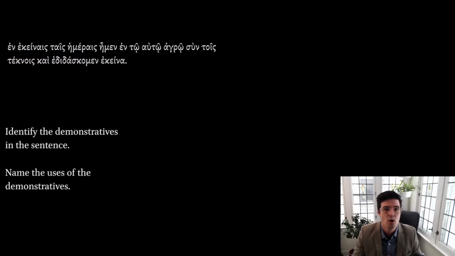Let's go ahead and do one more here. I'm going to read it for us. En ekenais tais hemerais emen en to auto agro sun tois teknois kai ekedidaskomen ekena. So see if you can identify the demonstratives in the sentence. This time I don't tell you how many there are, and name the uses of these demonstratives.